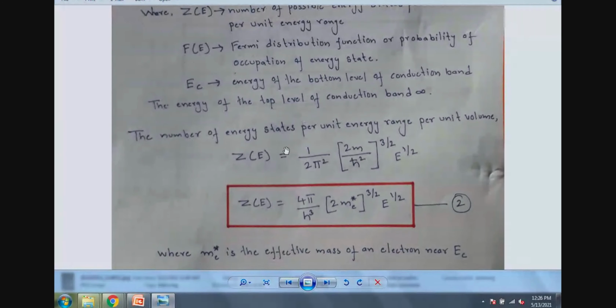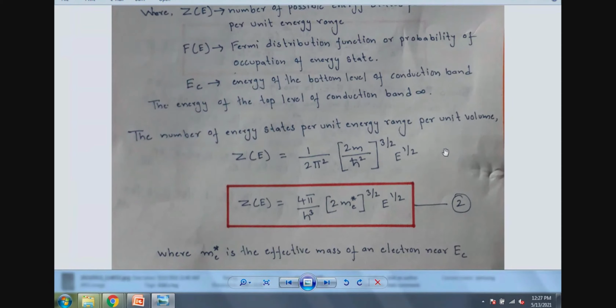Now, the number of energy states per unit energy range per unit volume, that is Z of E, is equal to, this is a direct equation, please all of you copy: 1 by 2 pi square into 2m by h bar square to the power of 3 by 2 into E to the power of 1 by 2. To find that, you have to go to the density of states in statistical mechanics. So this is a direct expression that we have chosen from there.